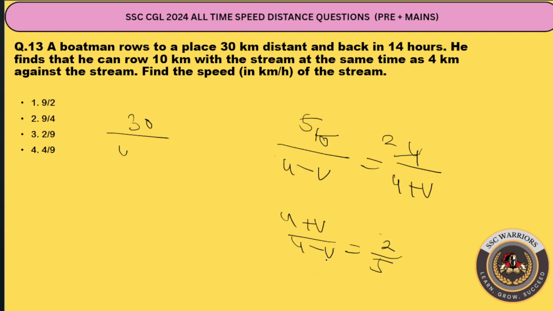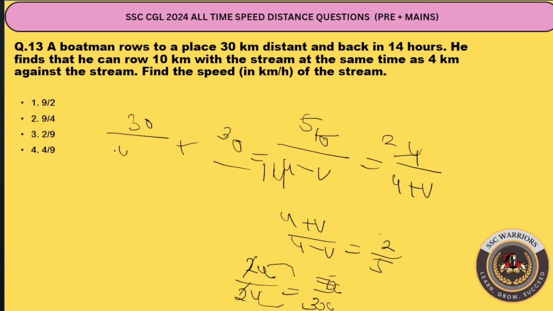Now applying componendo and dividendo, so 2u upon 2v is equals to what? This cancels out, 7 by 3. So u will be in 7 ratio and v will be in 3 ratio. So now putting this value in equation number 1. A boatman rows to a place 30 km distance and back in 14 hours, which is equals to 14.